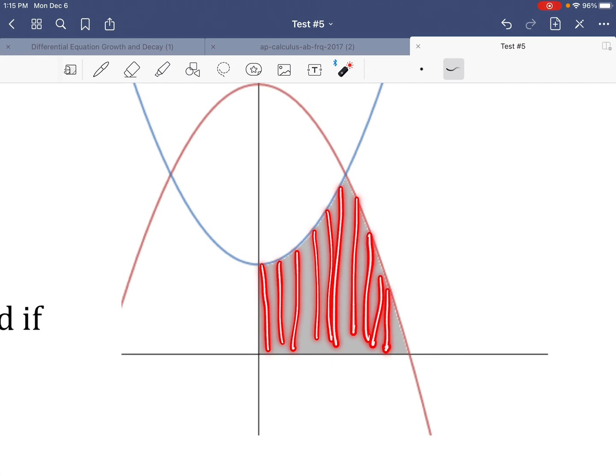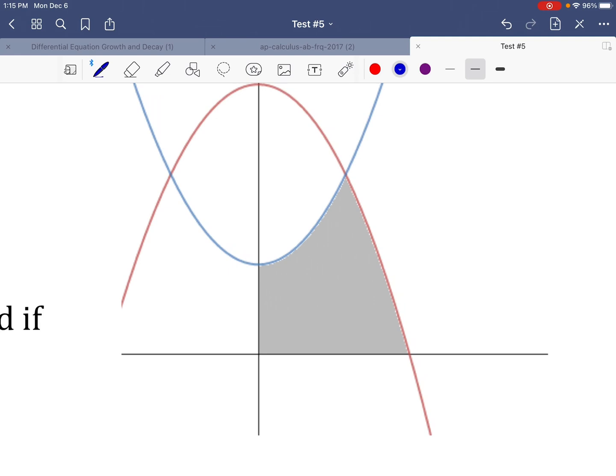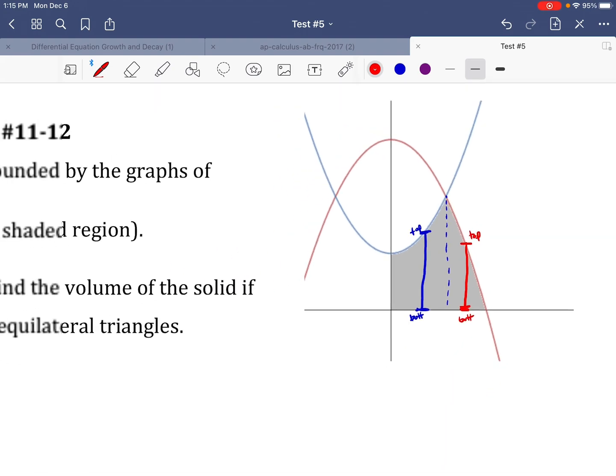Now, what you need to see here is that you're going to have to do this in two integrals. So this first region to the left of this dotted line is being controlled by the blue curve. So the top and then the bottom is the positive quadratic minus the x-axis. Now I'm going to have to do two different integrals because this section is being controlled by the red curve, top to bottom. You need to actually draw on your sheets of paper.